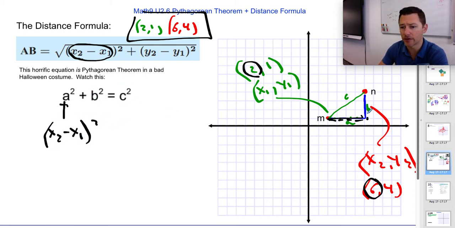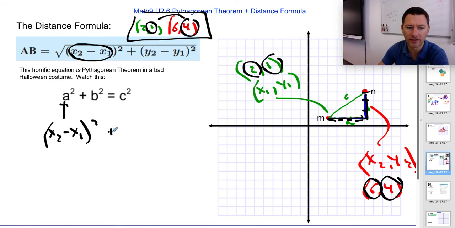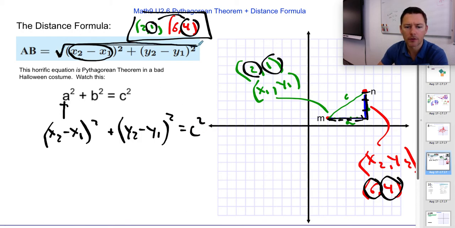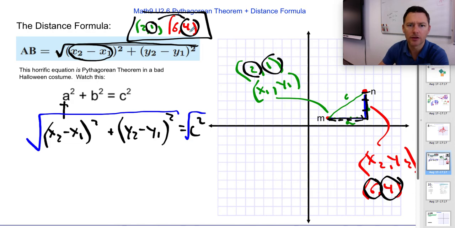Same thing with b. This short side, you'd have to go up from here 1, 2, 3. Well, you get 3 from starting at 1 and going to 4, right? Or another way to think about it is subtracting 4 minus 1, right? That's what distance is. So b is y2 minus y1 squared, and that gives us c squared. This big square root is from getting rid of this square. So if we take the square root of this whole side and the square root of the other side, you're just left with c.